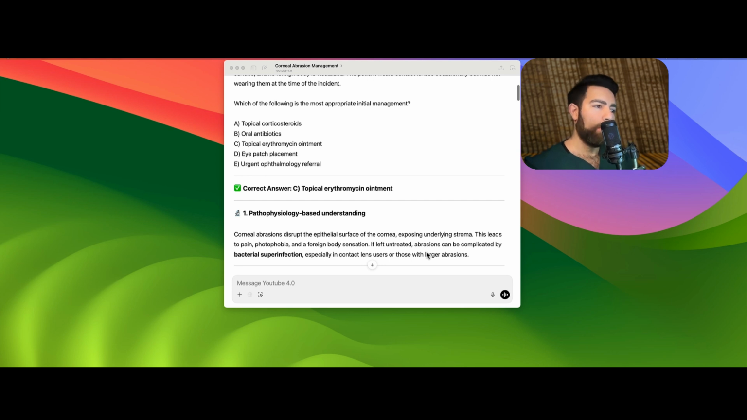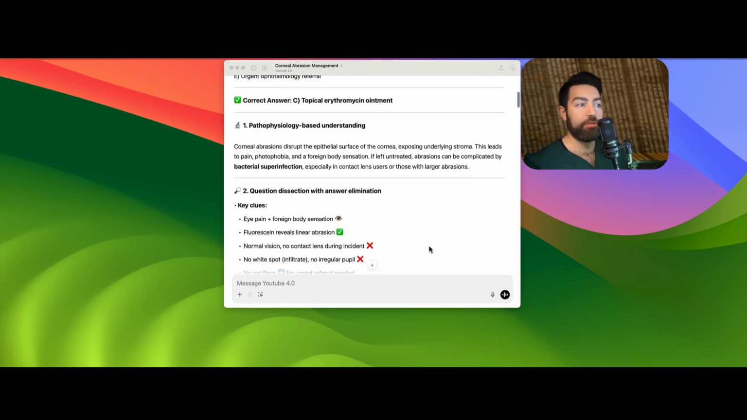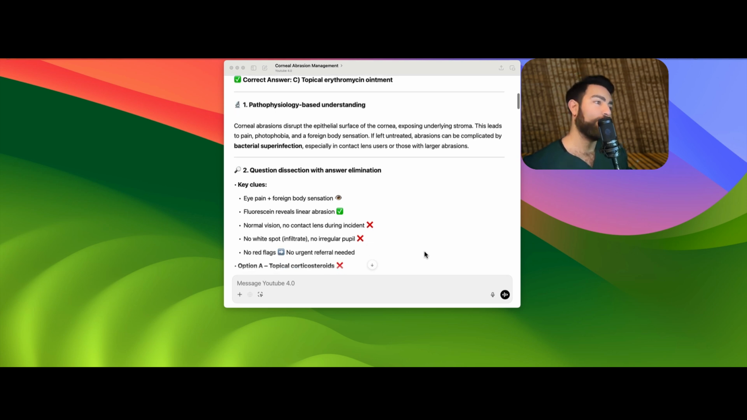So the question, when you look at it, there are some key clues in there. There's eye pain and foreign body sensation. There's a fluorescein test that shows the linear abrasion. There's normal vision, no contact lens during the incident, so it's important because that will change your first line option. And no white spots or infiltrates, no irregular pupils, important, no red flags, right, basically telling you, hey, I need to send this patient to ophthalmology right away.